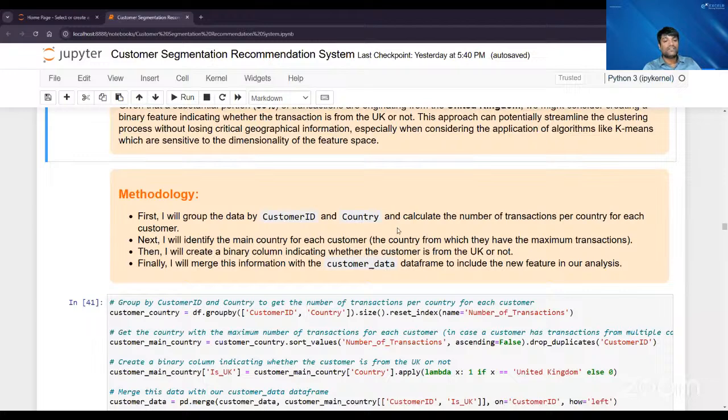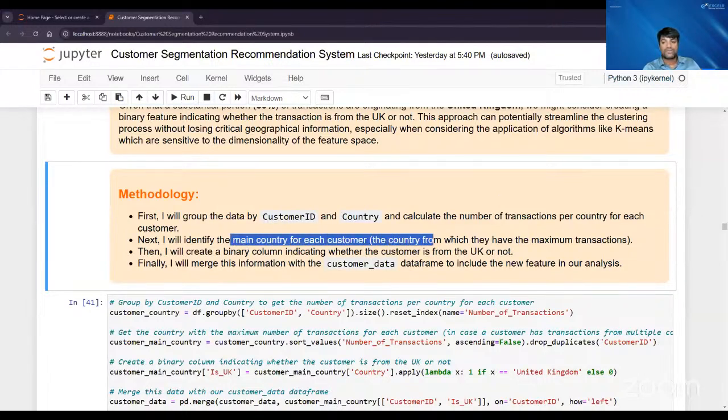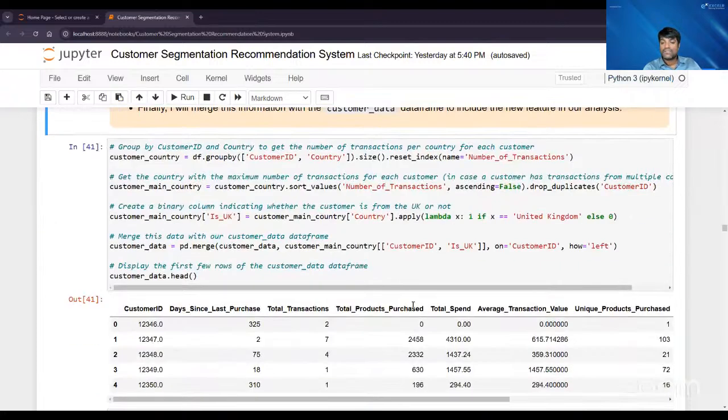The next part is grouping the customers. We are trying to group the customers based upon the customer ID and the country, and we can identify how many transactions per country have been made. In this case, more transactions will be from the UK because the data is mostly about the UK. Then we'll try to identify, for each customer, which country has the maximum transactions, and so on.